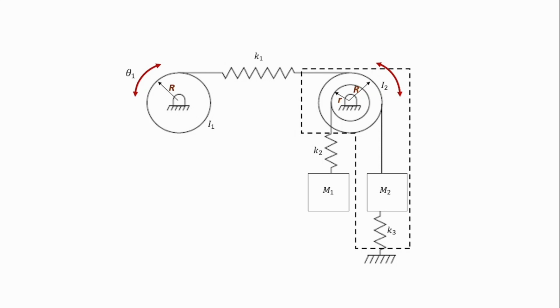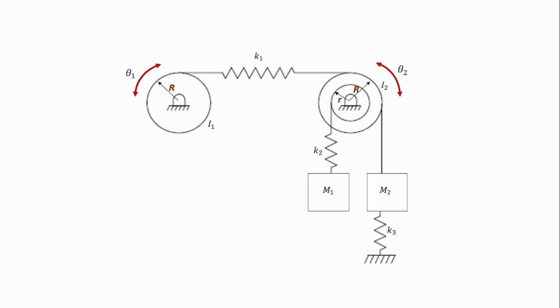Spring K2 may be compressed as well, and when spring K2 is compressed, it may not affect the movement of mass M1. As a result of that, mass M1 may not be affected by the movement of pulley I2 as well as pulley I1. So we can call that the second degree of freedom, and we can call that theta 2.